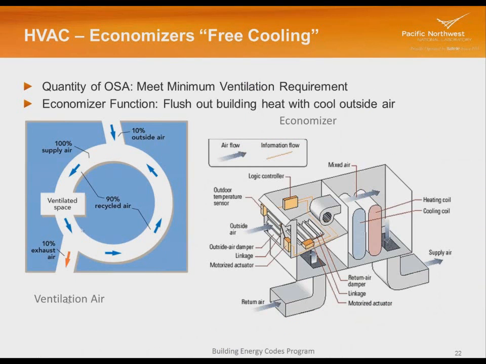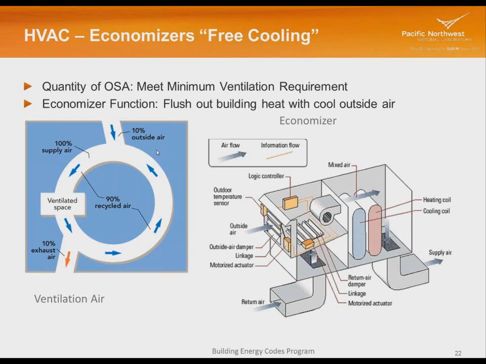What's the idea of an economizer? Well, we've got a little circle of ventilation air going on here. So let's say we have 10% outside air coming in, and that's mixing with our return air, and it goes to the ventilated space, and then we exhaust air out of there. That 10% or 20% is probably great for the minimum ventilation requirements, but we can get some benefit out of increasing that amount during certain time periods.